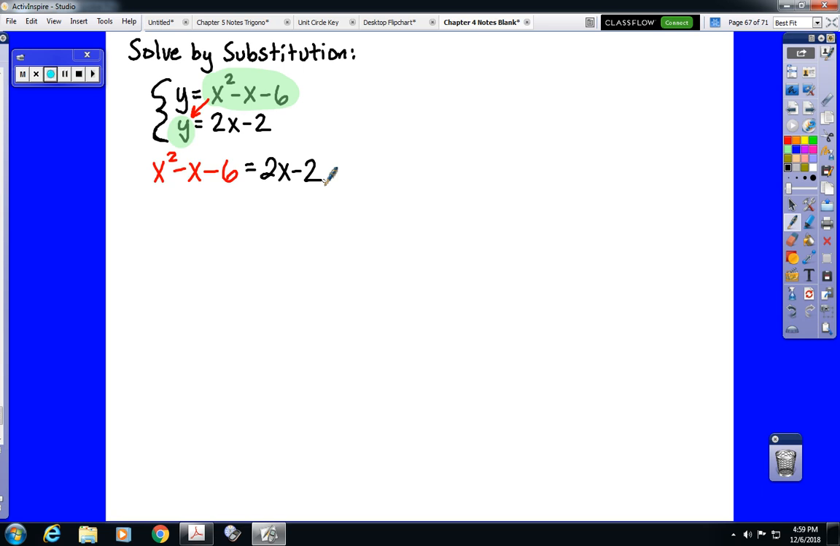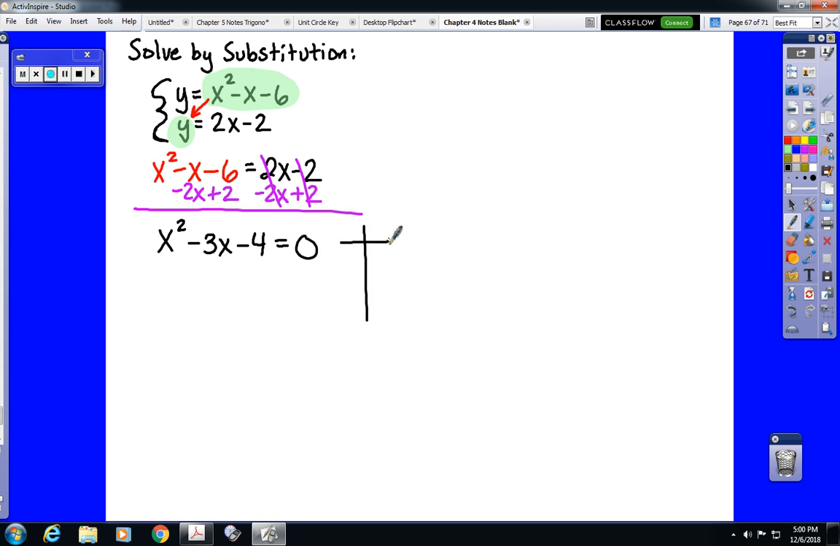Now, we need everything on one side of that equation, and we need the x squared term to be positive. It is already positive, so we're going to move the 2x by subtracting 2x and the negative 2 by adding 2. That will move everything to the left side of the equation and set us up with a trinomial equal to 0, which will be something that we are able to solve. So that would be x squared minus 3x minus 4 equals 0.